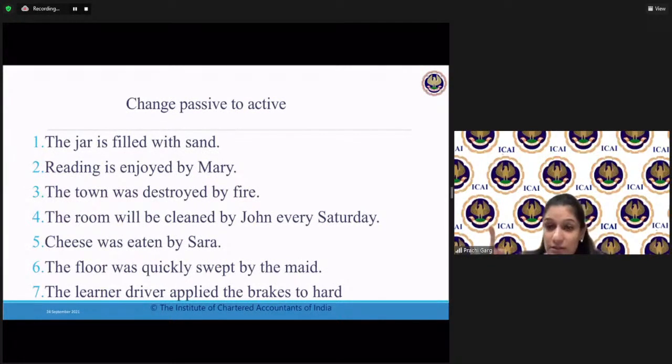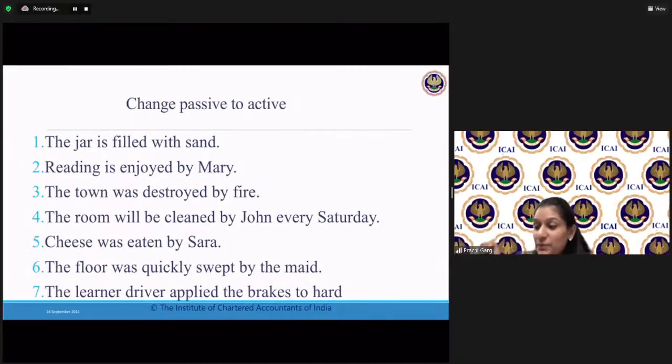No. So people have got confused here. Look at the rule. When do you change will be cleaned? When this is simple future. So you have to change it, right? Or you can say every Saturday, John will clean the room. Either you can say this, every Saturday, John will clean the room. Cheese was eaten by Sarah. Sarah ate the cheese. The floor was quickly swept by the maid. The maid quickly swept the floor.